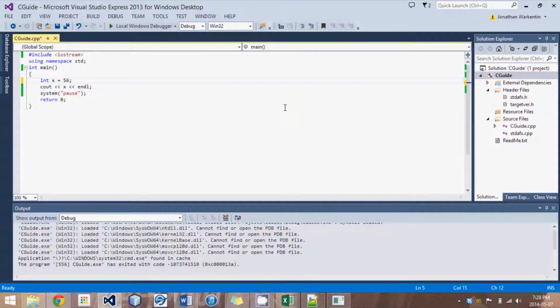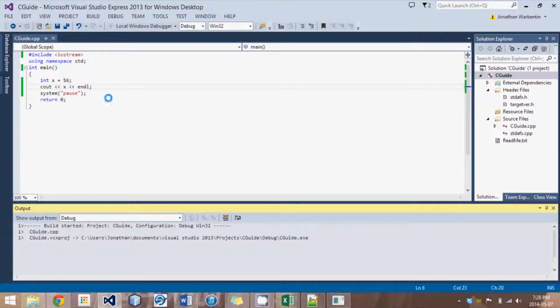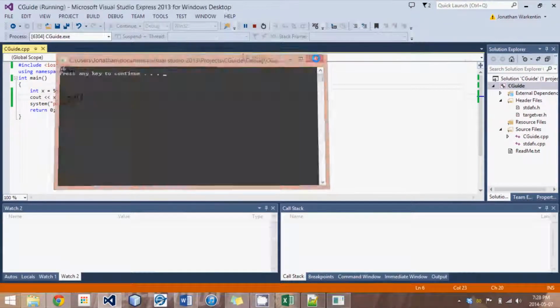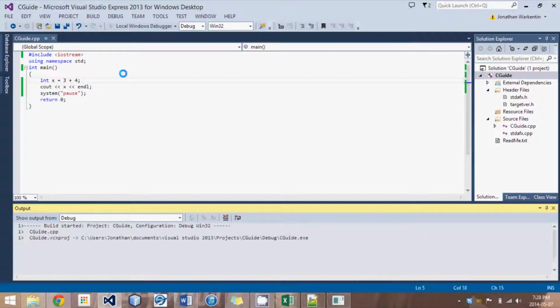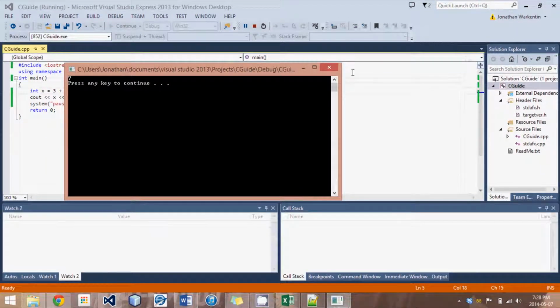Now what I've set up here is we have an integer which I've called x and I've set it to 56, and then we just output the variable. So we output 56. That's simple enough. However, let's say we had the variable of 3 plus 4. Now this should equal 7. Very simple. You add a plus symbol, it adds the numbers.